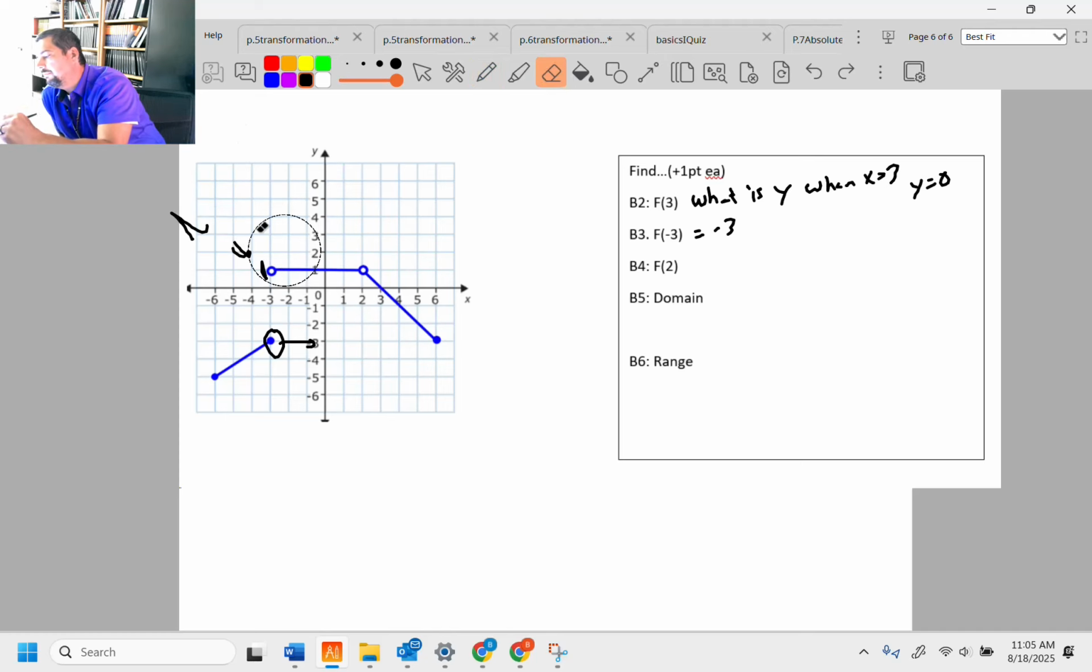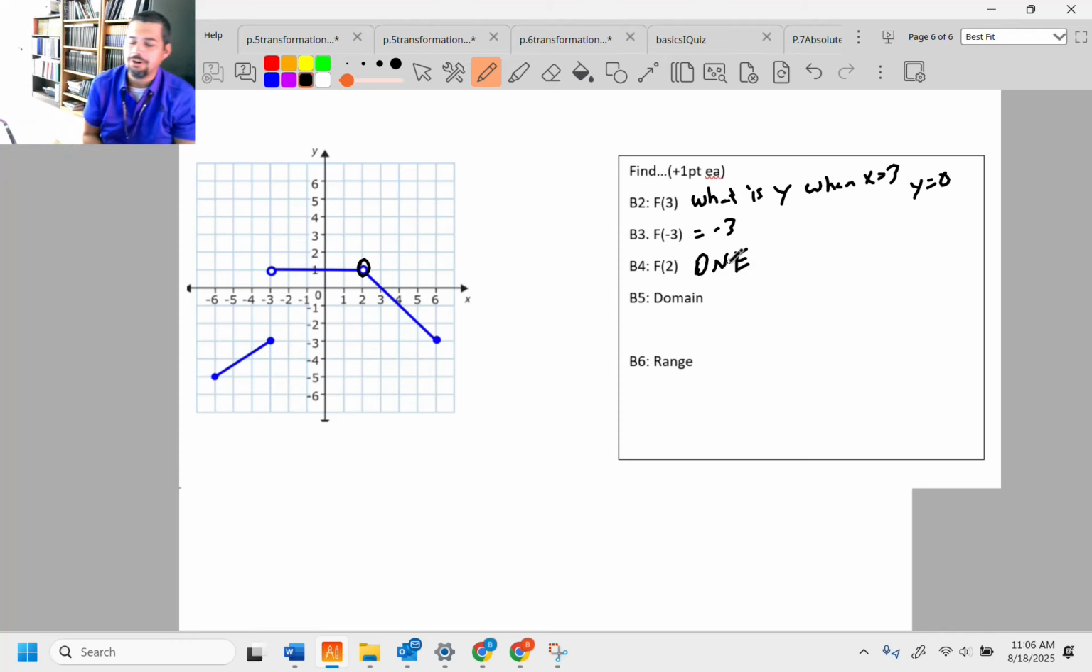Alright, moving forward. Find f of 2. Okay, so f of 2, you go to where x is 2 and you look. And it does not exist. I had a kid write DUR. D-U-R. DUR is right if you were that kid. It's D-N-E. Does not exist.